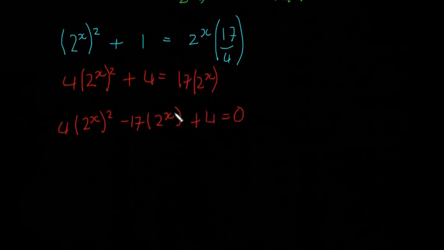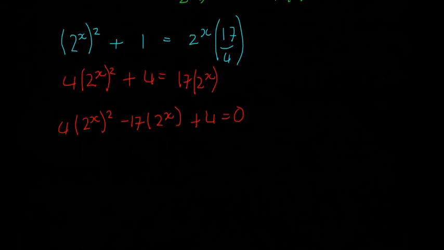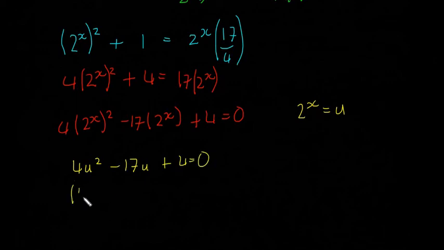And now you should recognize this. It's very similar to what we had in the last question. So it's a quadratic. You're going to have to turn 2 to the power of x into a u, and sub that u in everywhere. So we're going to have 4u squared minus 17u plus 4 is equal to 0. And now we have to solve this quadratic. So this is going to be 4u and u, and this is going to be minus 1 and minus 4. U is going to be 1 over 4, or u is equal to plus 4.